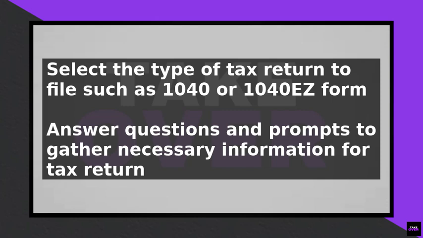Deductions reduce your taxable income, while credits reduce the amount of tax you owe. H&R Block will guide you through the process of claiming deductions and credits, such as the Earned Income Tax Credit or the Child Tax Credit.